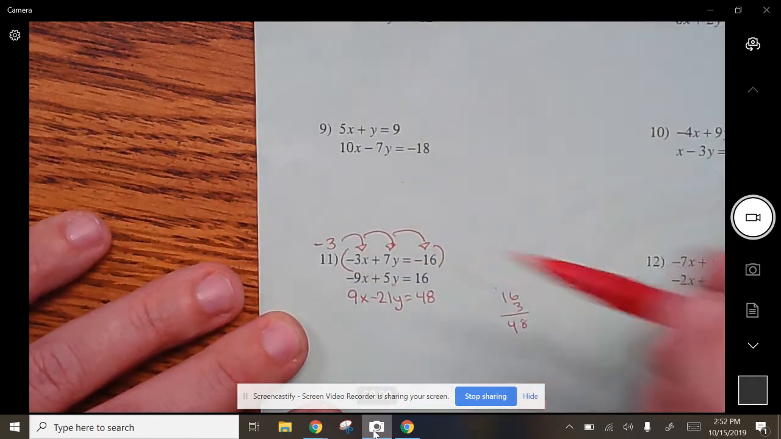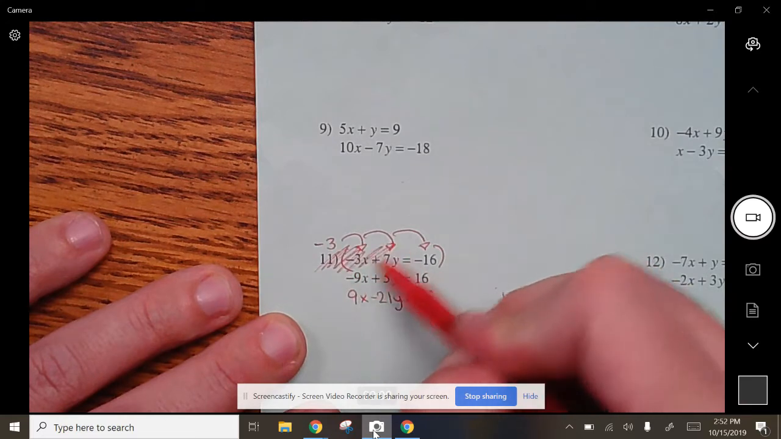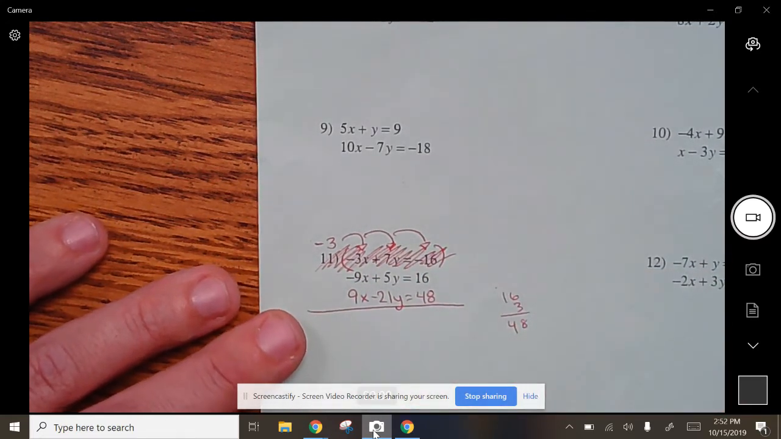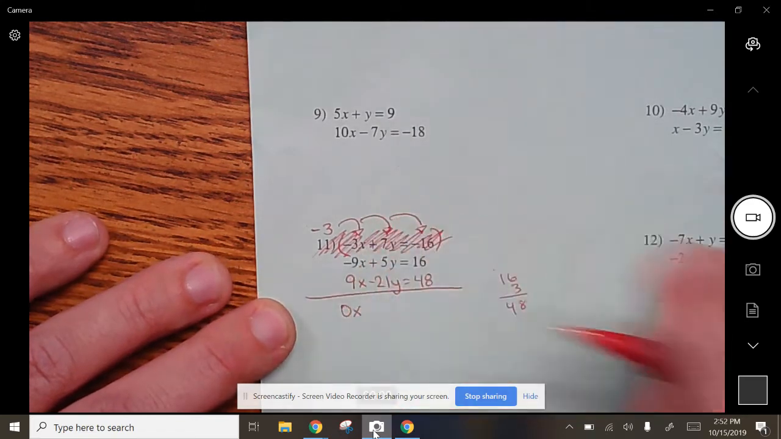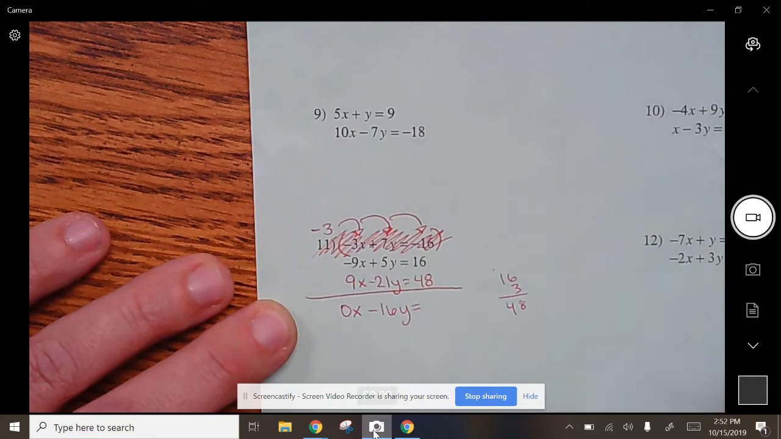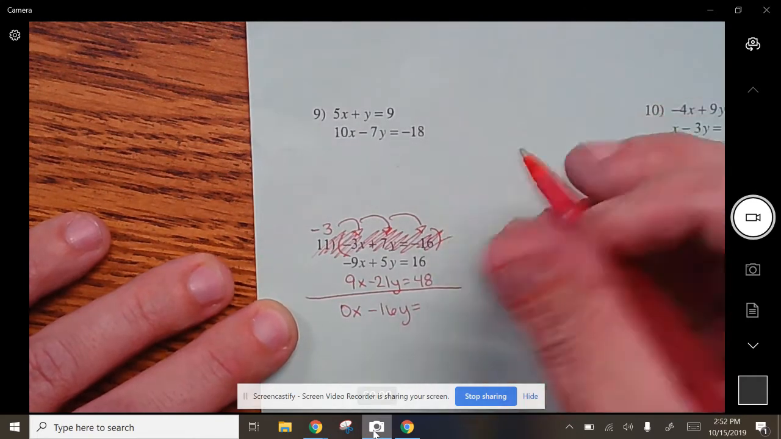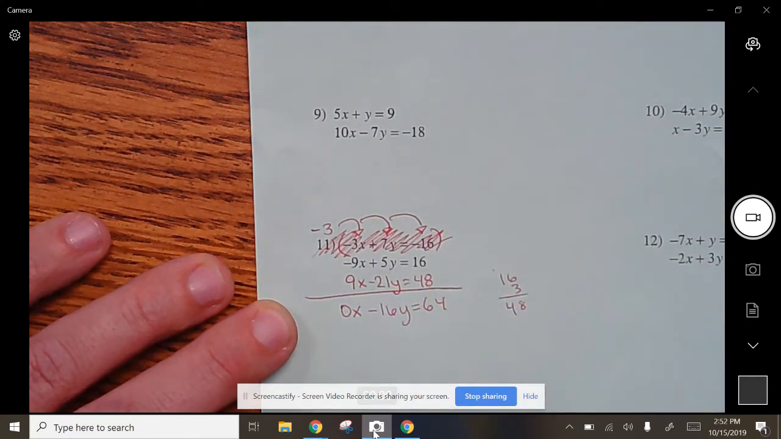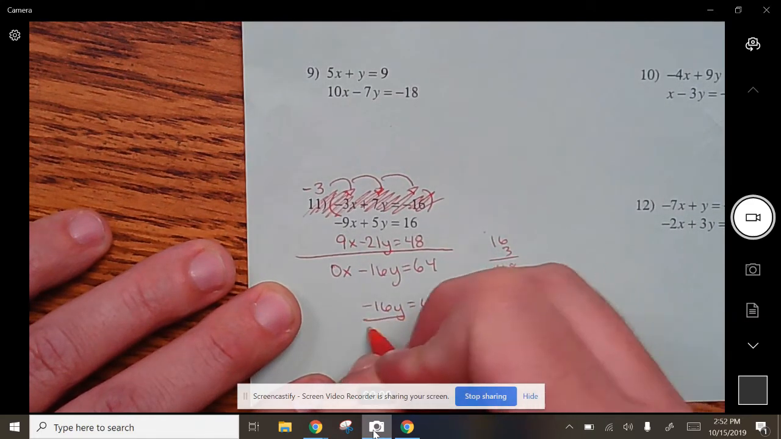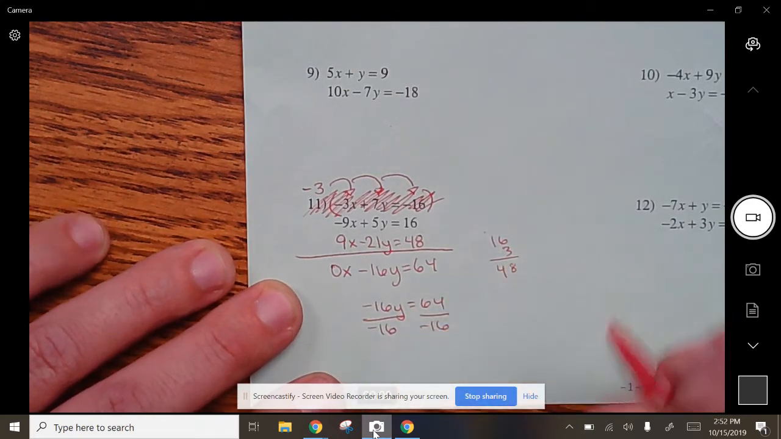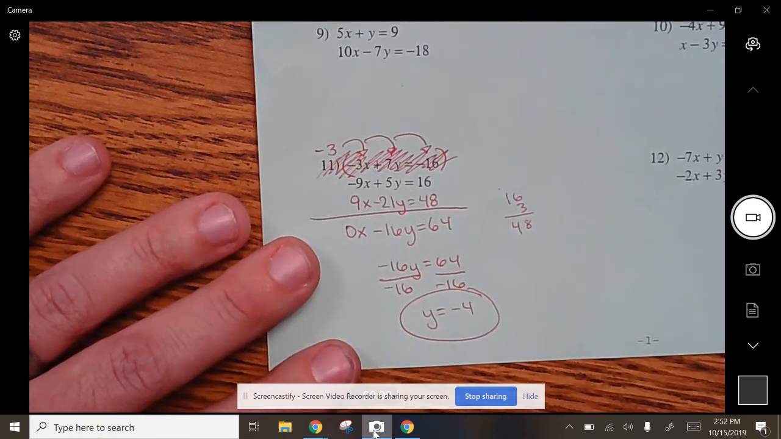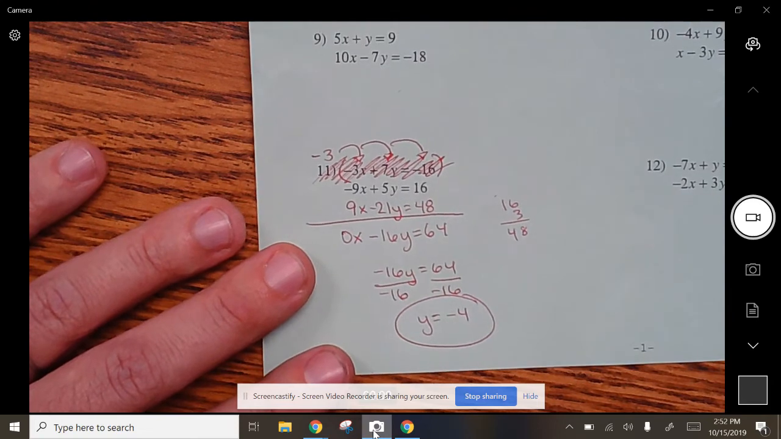So then I've done that. I've changed the problem to be nicer for me to do what I want to do with elimination. And as I add down, 0x, that's exactly what we're looking for, negative 16y, and then 48 plus 16, 64. Okay? Now, negative 16y equals 64. If I divide by negative 16, I know y is going to be negative 4. All right? Now I know half my answer.